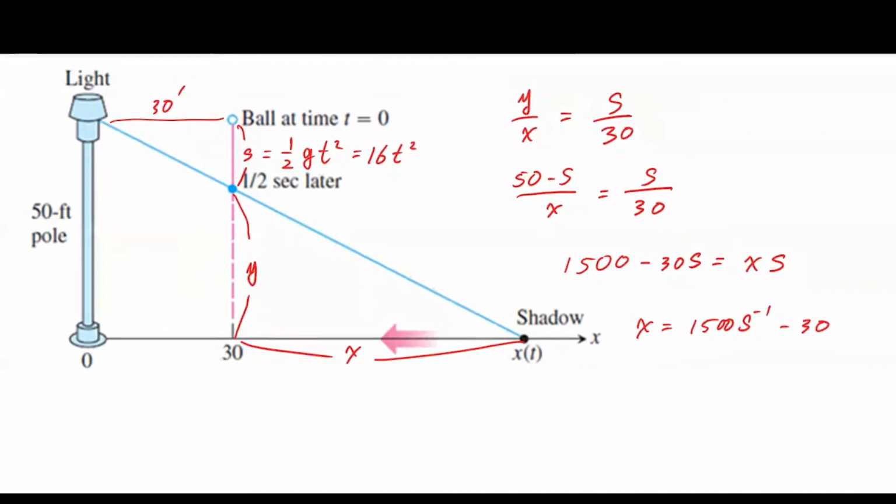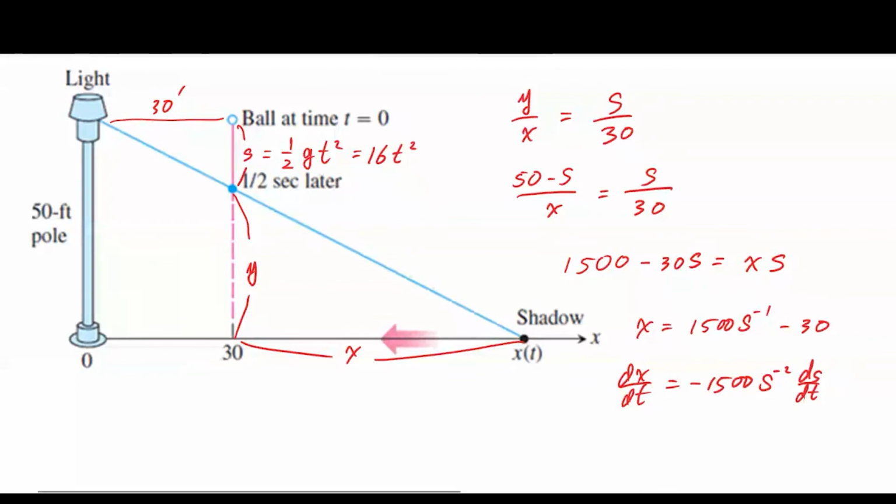Take a derivative on both sides. So this is dx/dt, which is our guy. And this will be negative 1500 s to the negative 2, then ds/dt, and then 30. So far, so good? Say yes. So all we have to do is calculate s as well as ds/dt, right?